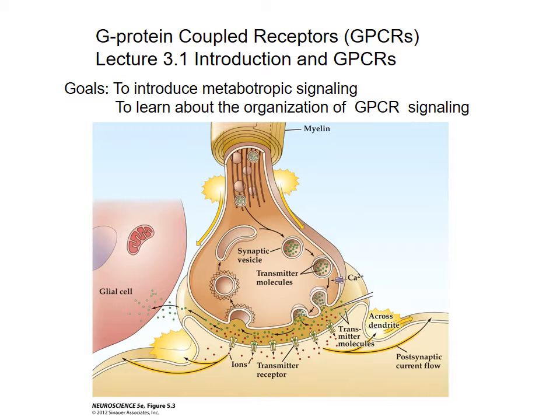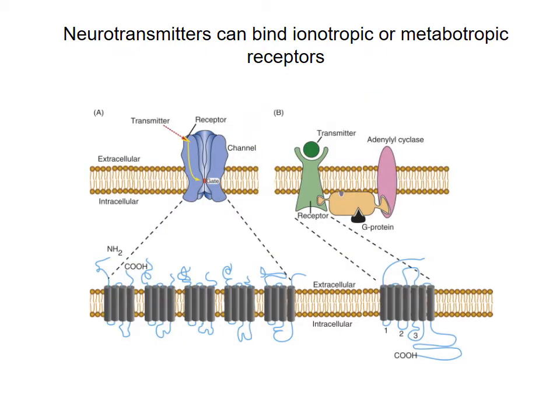In this first lecture, we are just going to introduce what metabotropic or G protein coupled receptors are and learn about the basic organization of this signaling. What you talked about with Alfonso in the last couple of lectures was that the neurotransmitter that's released can bind ionotropic receptors, and hopefully by now you're the expert in ionotropic receptors, or it can bind metabotropic receptors. So what's the difference between ionotropic and metabotropic receptors? It's in the effect that the neurotransmitter has.